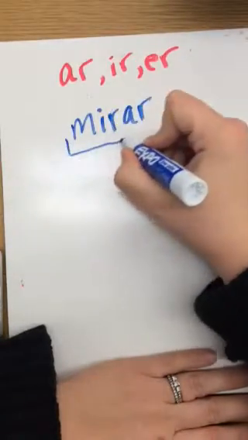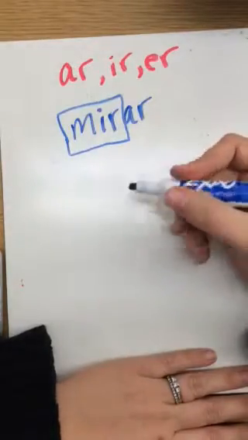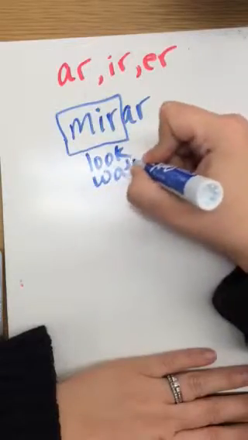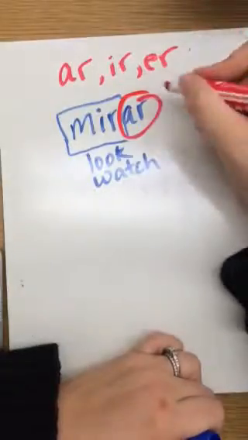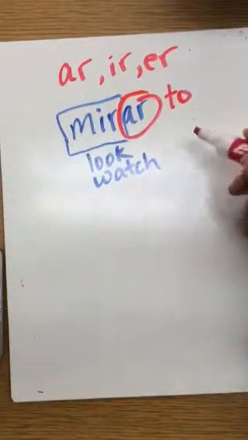All right, so let's look at another AR verb. One that we've used in class. Mirar. Okay, when we see this part right here, once again, that is our stem. That gives us the meaning. Look or watch. But here we have the AR, and we know once again that means to. So mirar means to look or to watch.